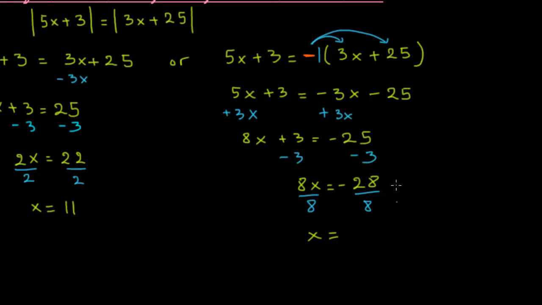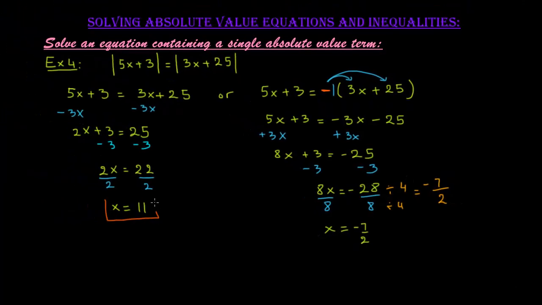8 doesn't go into 28, but we can reduce by 4. If we divide top and bottom by 4, that will give me negative 7 over 2. And that is the lowest term. Negative 7 over 2 is my answer for the second equation, and x equals 11 is the answer for the first equation.